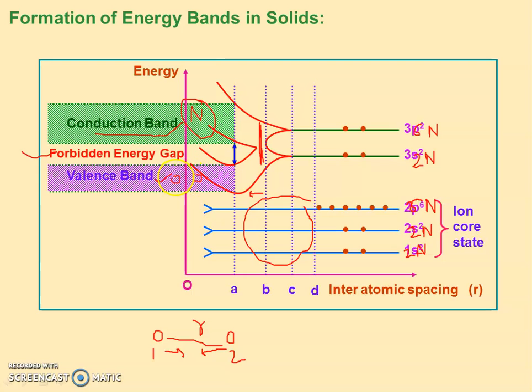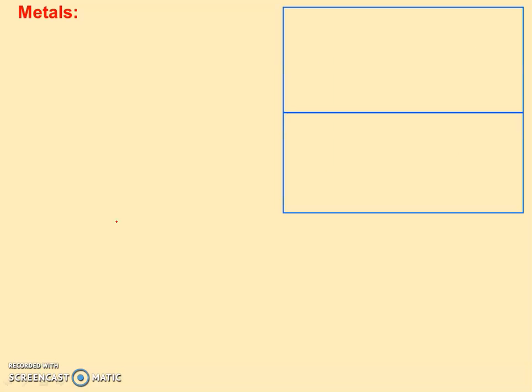For the electron to get free, it should jump to the conduction band after getting energy equivalent to the forbidden energy. Now, on the basis of this energy band diagram, we have to divide the materials into three categories, right? The first category of material is metal. In metal, you know that it conducts electricity. It means electrons are free. It means electrons are in the conduction band.